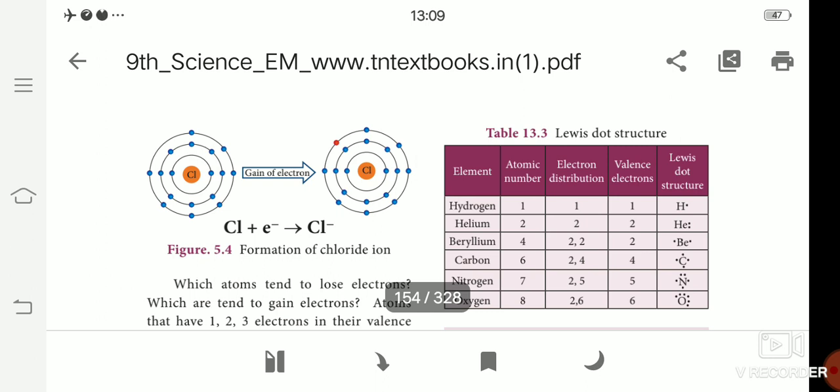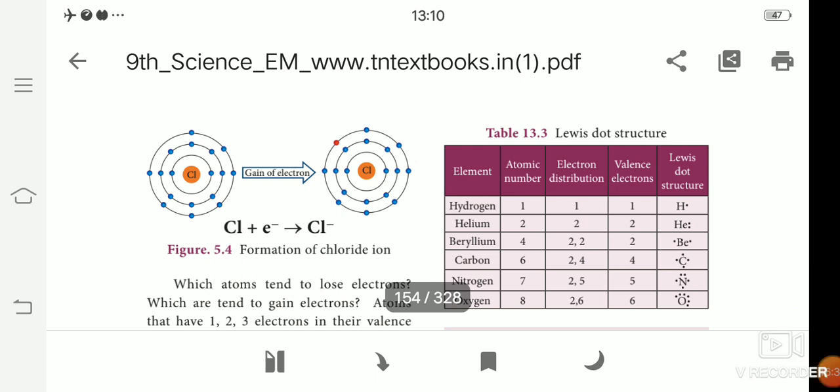In the electron distribution or electronic configuration, the last numbers are 1 for hydrogen, 2 for beryllium, 4 for carbon, 5 for nitrogen and 6 for oxygen. These numbers are the valence electrons. The valence electron number is denoted in dot form. This is the Lewis dot structure.